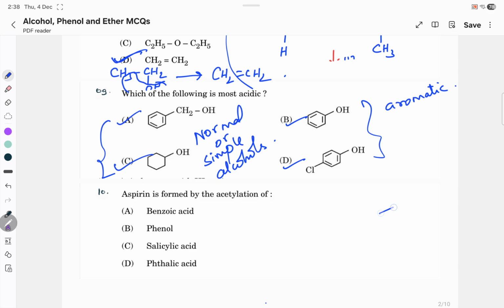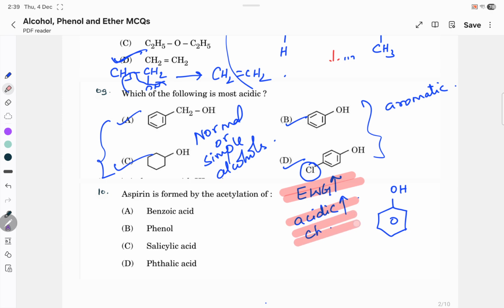Now we have to check phenol. This is phenol, and this has a chloro group. So this chloro group is an electron withdrawing group. And whenever there is an electron withdrawing group, it increases acidic character. The clue is electron withdrawing group increases acidic character. So option D is the correct answer because of the presence of the electron withdrawing group, chloro group.